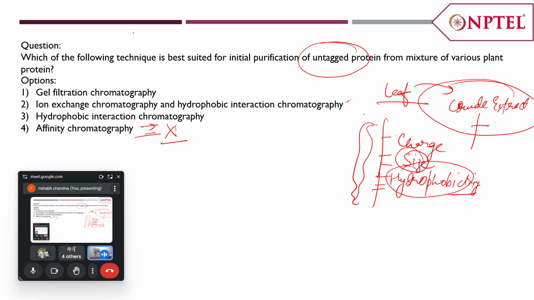So now we'll use a combination of both, ion exchange as well as hydrophobic interaction chromatography, for purifying the particular protein in the initial stages itself. Then further we can apply the isoelectric point concept and different concepts to study that particular protein. So here the correct answer is both ion exchange as well as hydrophobic interaction chromatography.